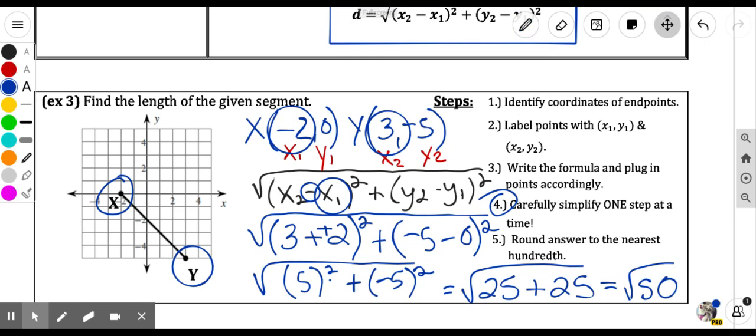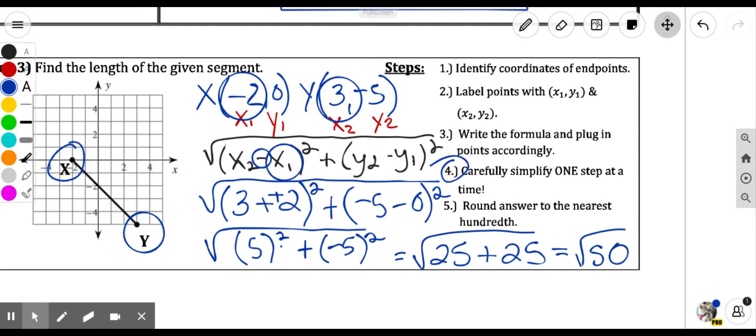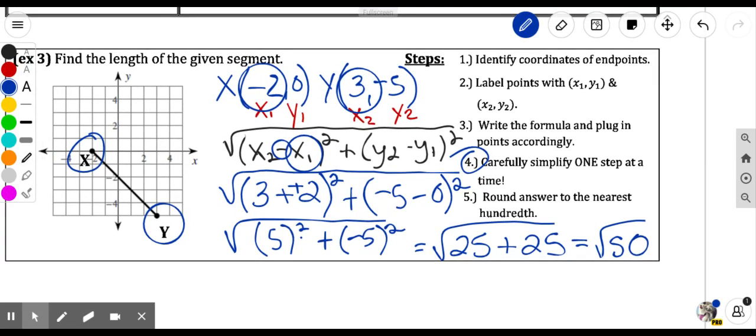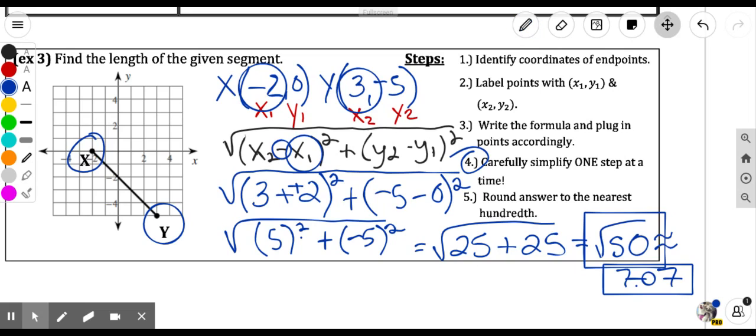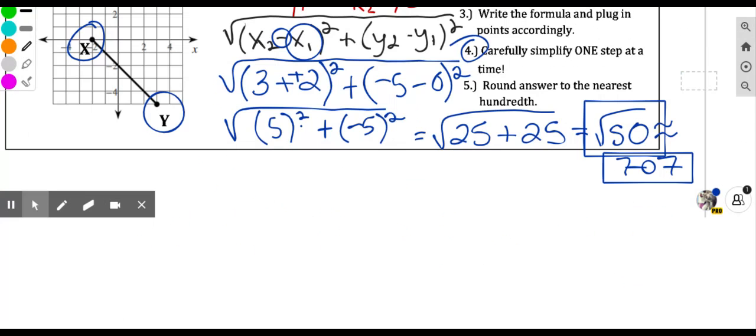Which is not a whole number, right? Because the square root of 49 is 7. So this is just going to be a little higher than 7. So it ends up being 7.07. Either one of these answers is fine. If you put 7.07, I'm fine with that. If you put the square root of 50, I'm also fine with that. Same thing. We'll learn later in the year to deal with radicals a little bit more. All right, so there's our first example.